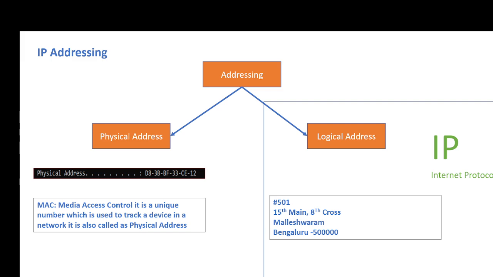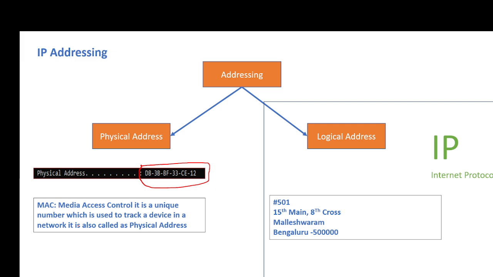What is that physical address? You can see here that the physical address is this one. It will have a 12-digit alphanumeric value. When you change the hardware, this address will get changed. You can see it's alphanumeric, 12 digits: 2, 4, 6, 8, 10 and 12. It has both alphabets as well as numerical values. That is what I mentioned here.